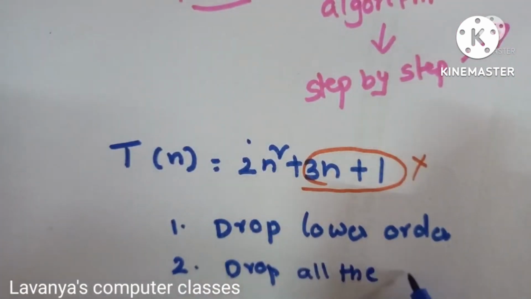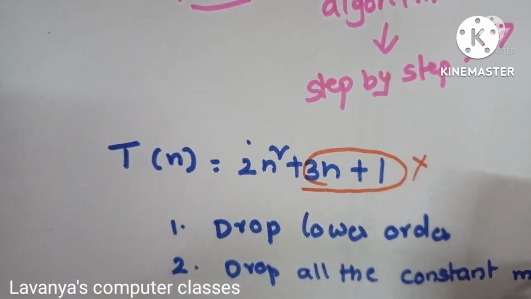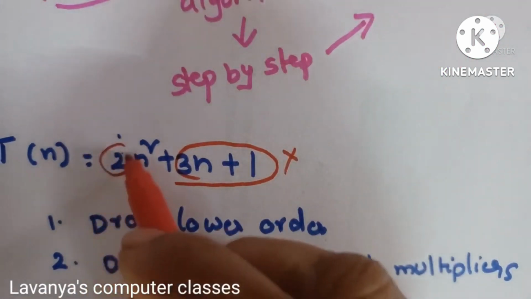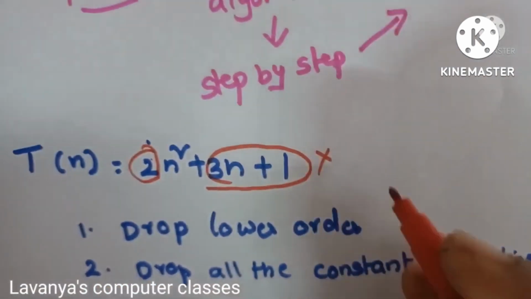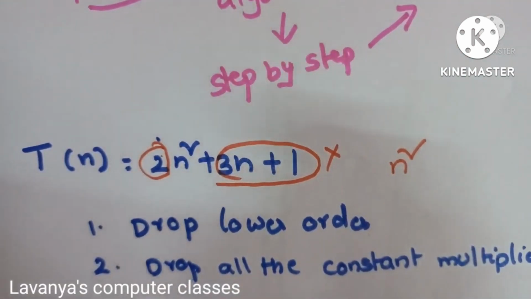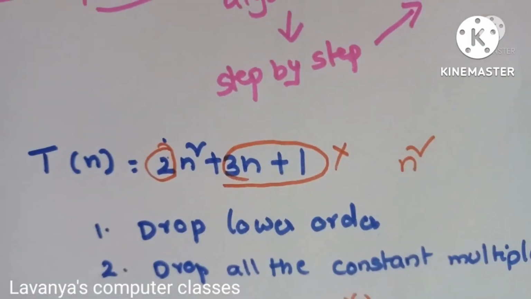In this, which one is the constant multiplier? That is 2. In 2n square, the constant is 2. So remove that also. Which term is left after removing both? Only n square is there. So for executing this line, the time complexity is big O of n square.